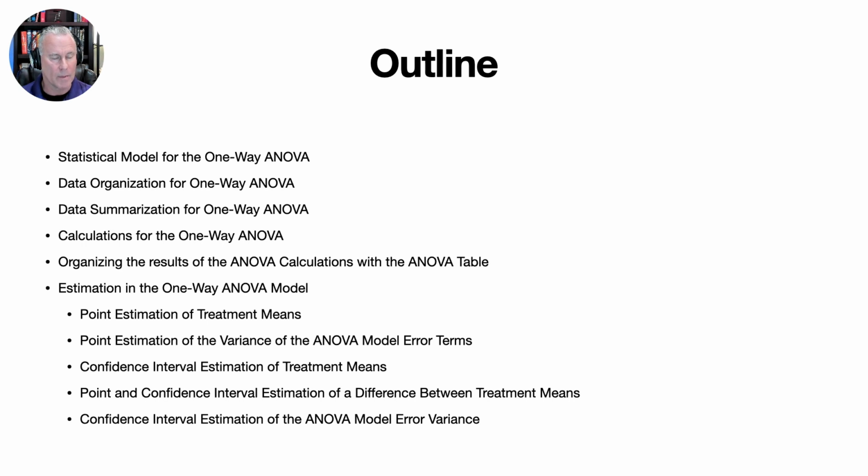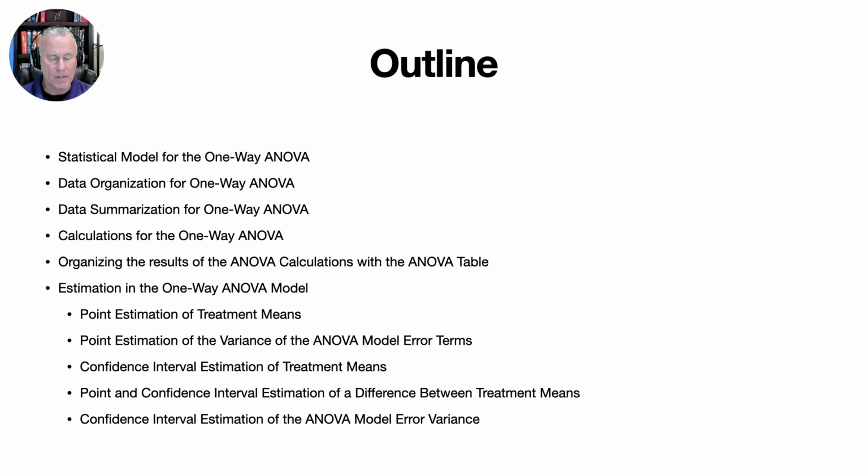Here's an outline of what we'll be looking at in this video. We'll first review the statistical model for the one-way ANOVA. We'll then look at a convenient way of organizing the data that will facilitate calculating the summary statistics that are used in performing the analysis of variance. We'll then look at the particular calculations comprising the one-way ANOVA, and we'll see how to organize the results of the ANOVA calculations with the ANOVA Table.